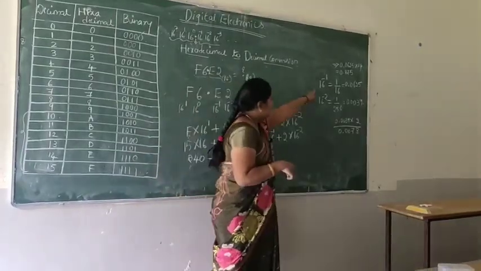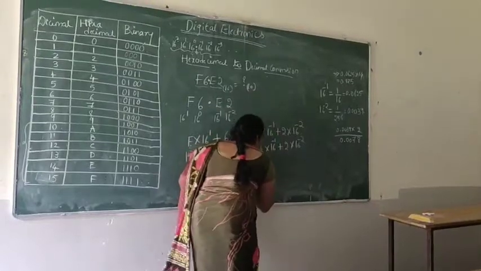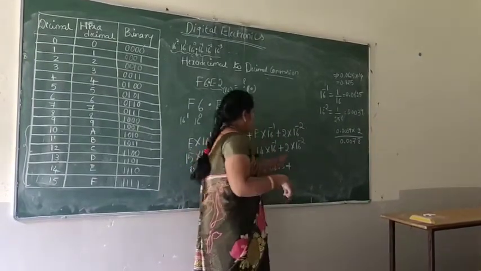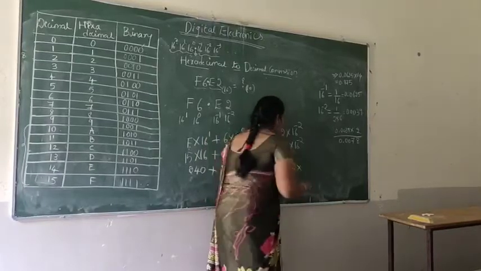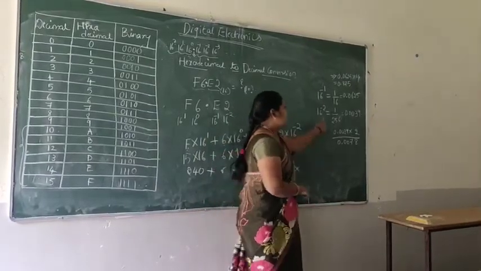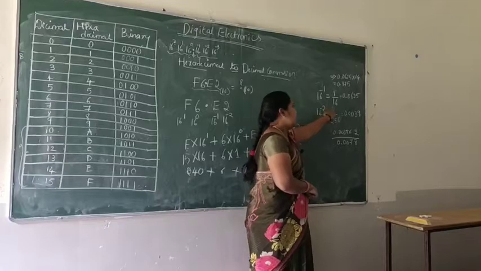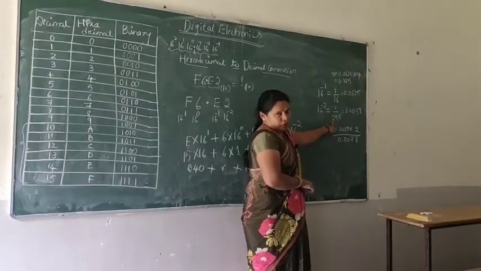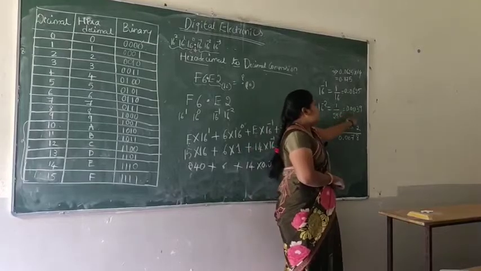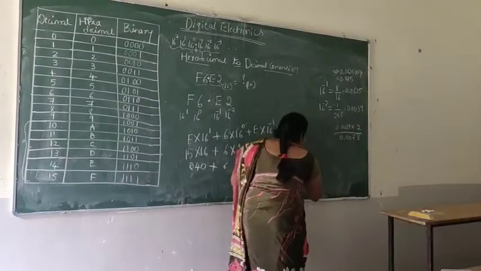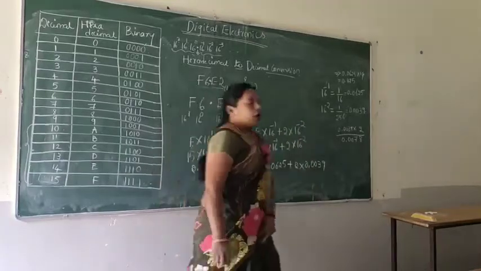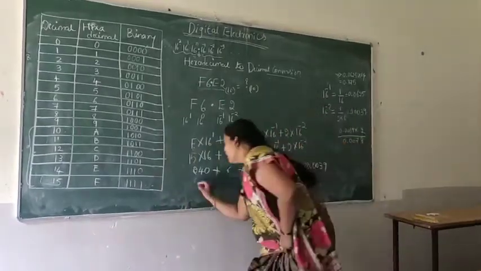the value of 16 to the power of minus 1, which is 0.0625, plus 2 into 16 to the power of minus 2. 16 to the power of minus 2 is 1 divided by 16 squared. 16 squared is 256. What do you get? 0.0039. Then we go on calculating.